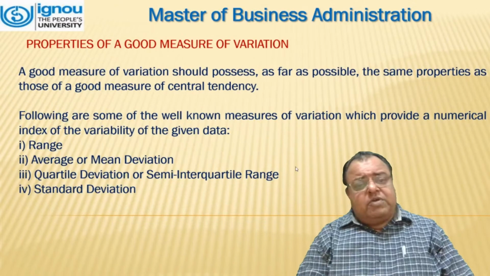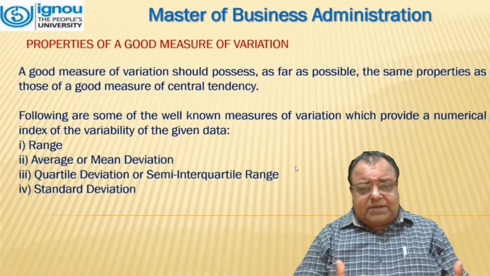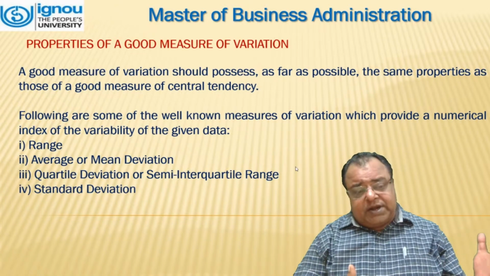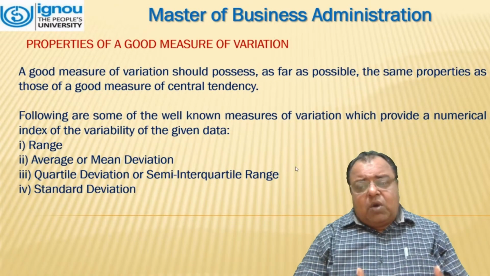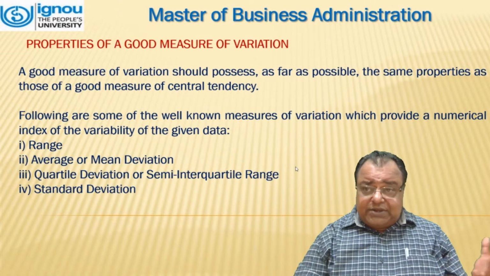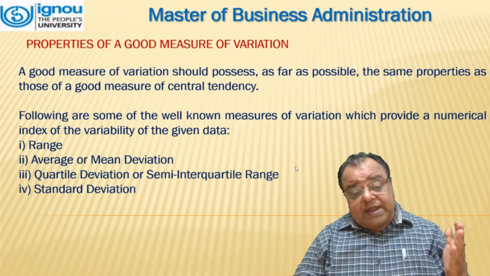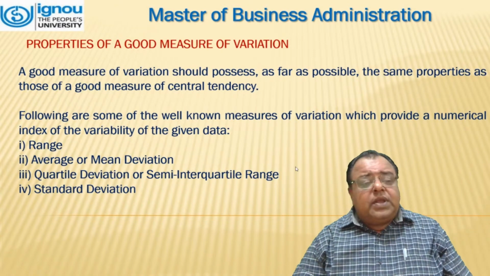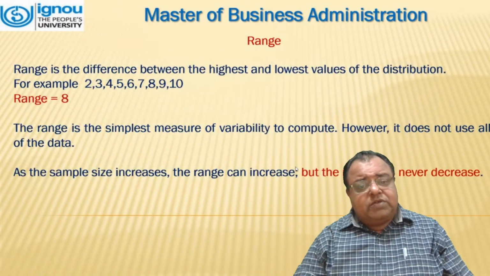What are the properties of a good measure of variation? A good measure of variation should possess, as far as possible, the same properties as those of a good measure of central tendency. Following are some of the well-known measures of variation, which provide a numerical index of the variability of the given data: range, average or mean deviation, quartile deviation or semi-interquartile range, and standard deviation. We will discuss each of them one by one. We will start with range.